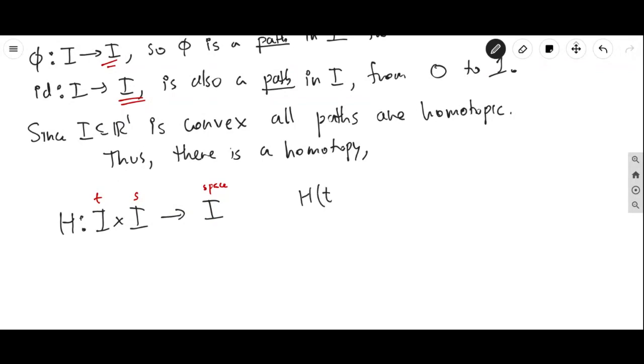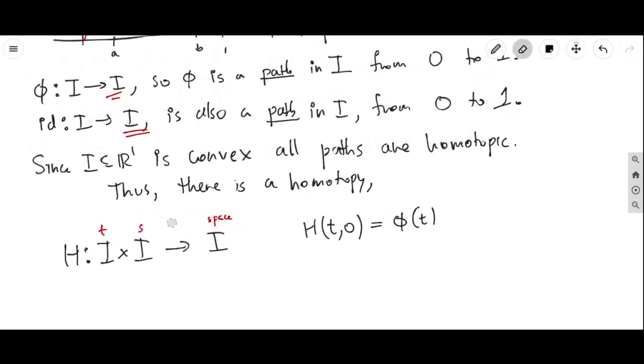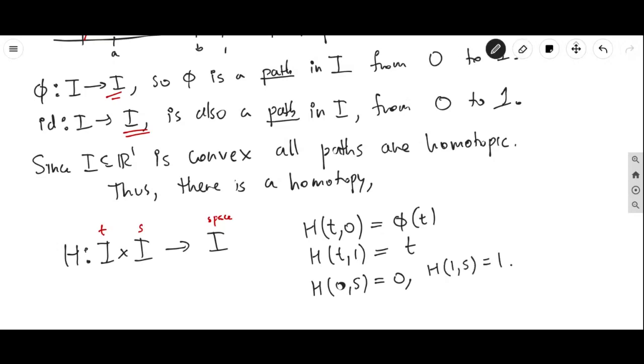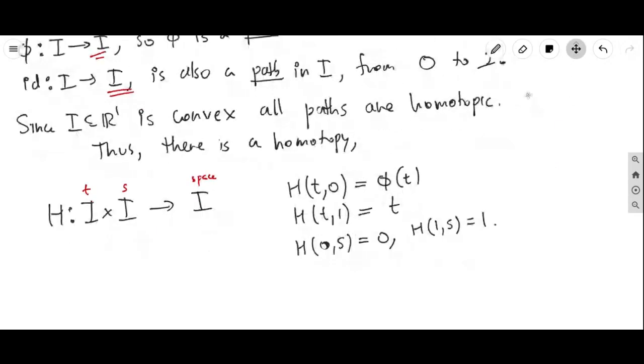So H of T,0 gives us the first path, phi of T, right? That's the first path. That's when S is 0. When S is 1, that gives us the identity. So H of T,1 is the identity. So the identity is just T. That's the formula for the identity. And then you have the endpoints. The endpoints never move. So H of 0,S is 0 because it's a path from 0 to 1. And then you have H of 1,S that's equal to 1. So you have a path homotopy.